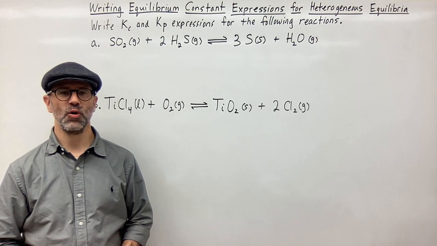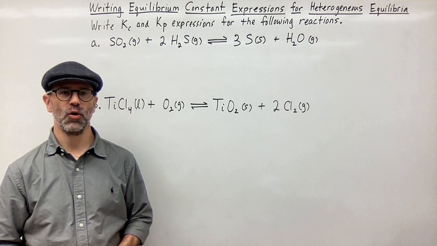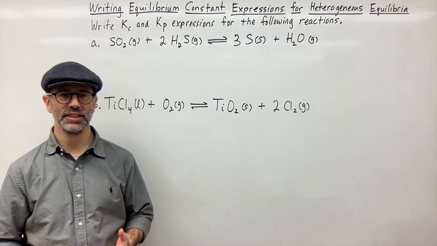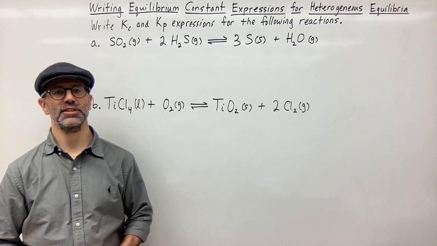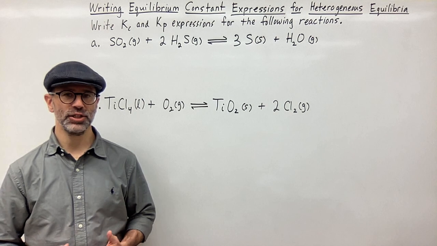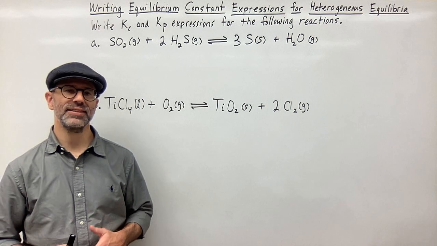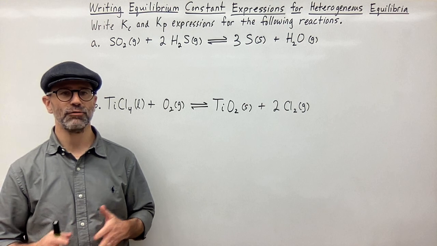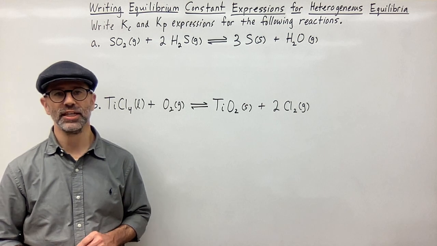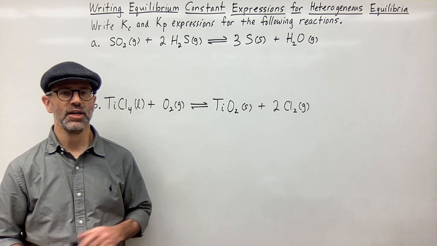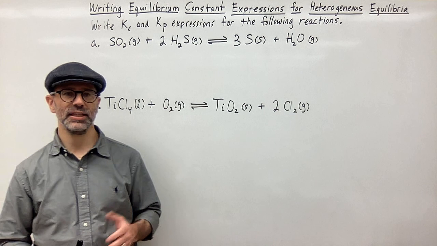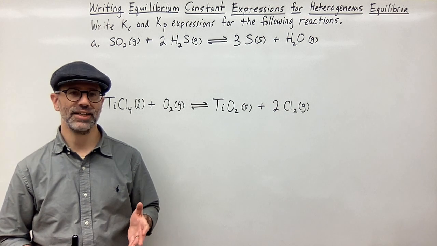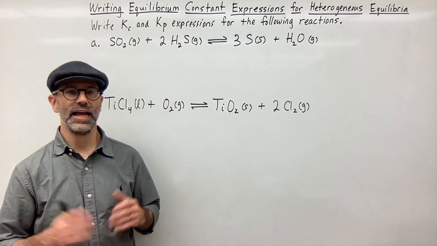My name is Mr. Cobalt and in this video I'm going to go over how to write equilibrium constant expressions for heterogeneous equilibria. So let's get into this. What do we mean by heterogeneous equilibria? What we mean is that you have different states of matter for the different substances in your equation. So that means basically that you're going to have things other than gas and aqueous.